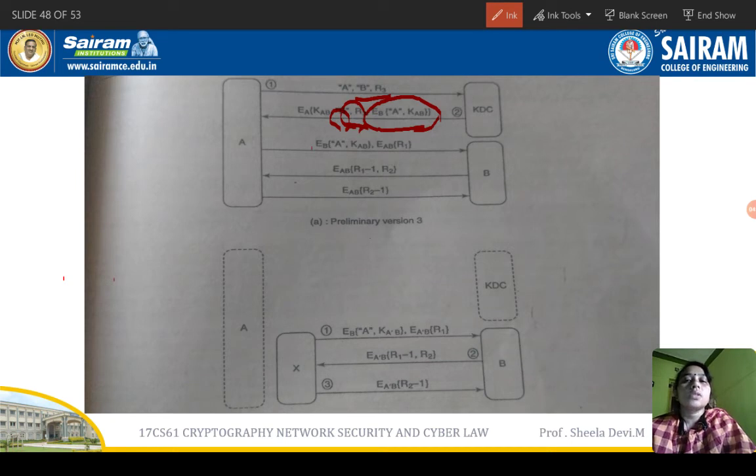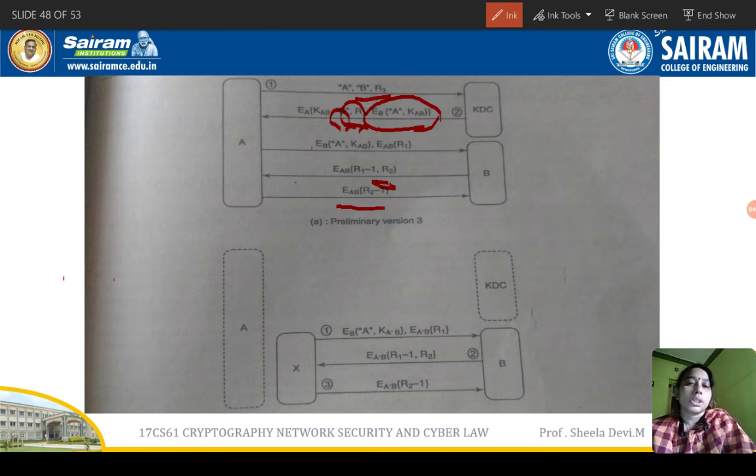Now it is A's turn to prove its identity by decrementing the challenge which was sent by B to A. So what is the challenge which was sent by B to A? That is nothing but R2. Then A takes R2 and decrements it by 1, that is R2 minus 1, and it encrypts this R2 minus 1 with the session key which was given by the KDC to A and B, and sends it to B. So this is how version 3 works.